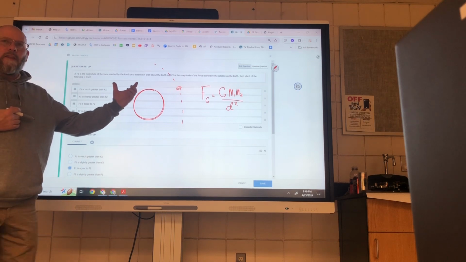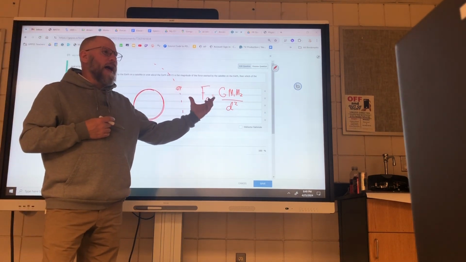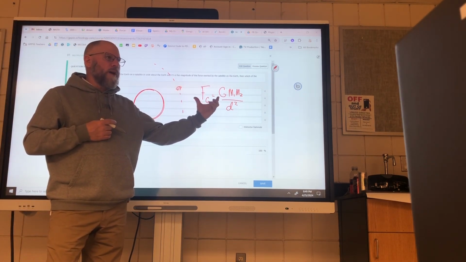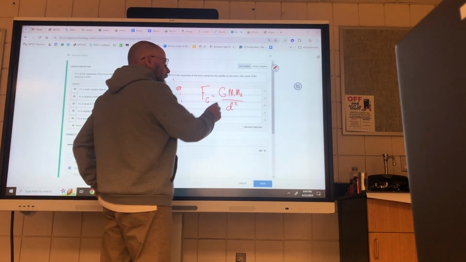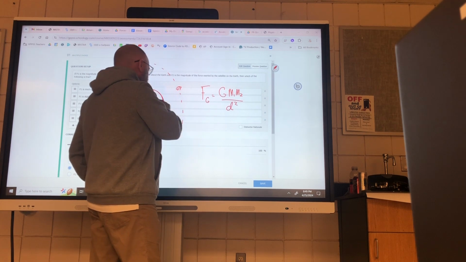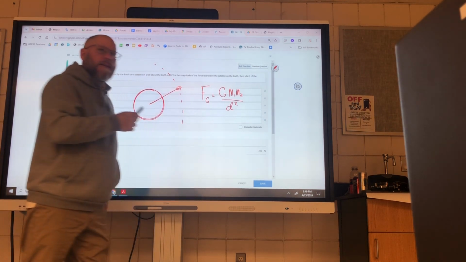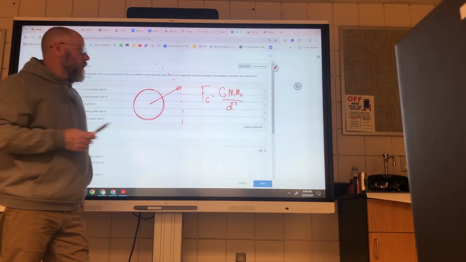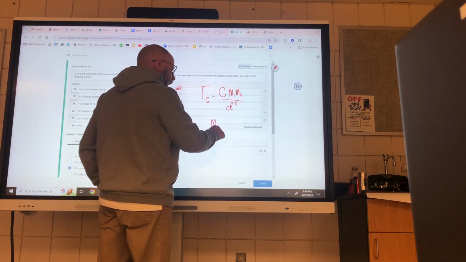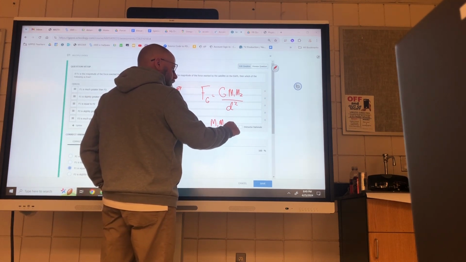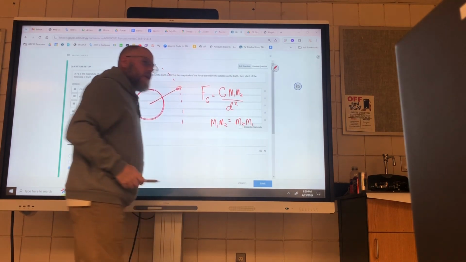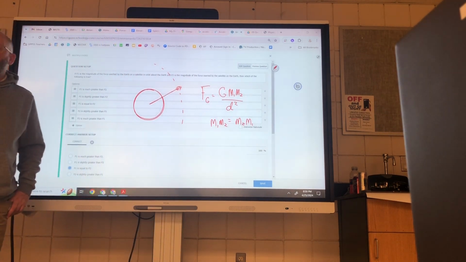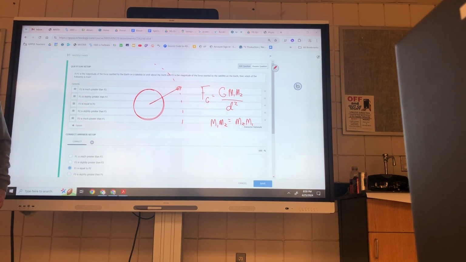Well, here's the thing. This equation implies Newton's third law force pairs, doesn't it? Because G is a constant, and in this case the D is just the distance. So I'm comparing M1 times M2 to M2 times M1. And what do you know about that? They have to be the same. Multiplication is commutative, right?